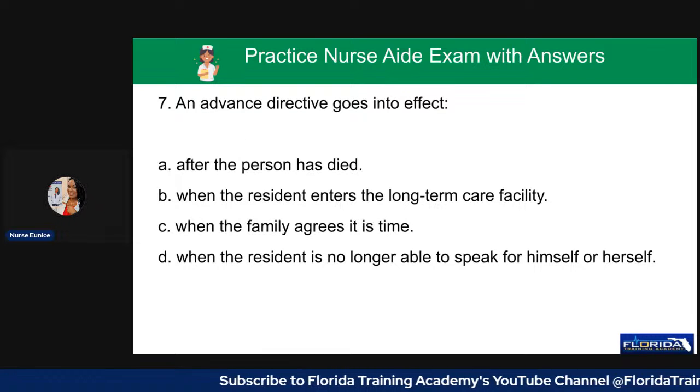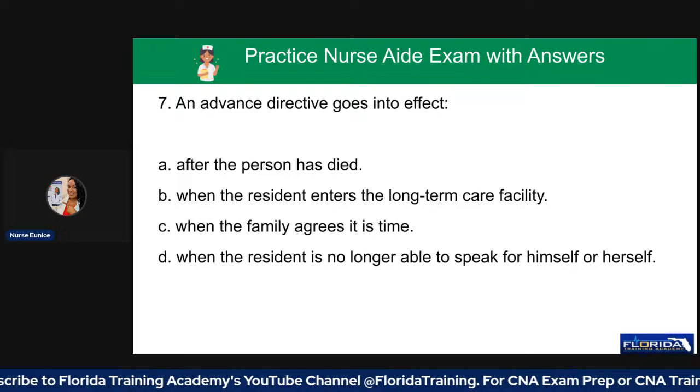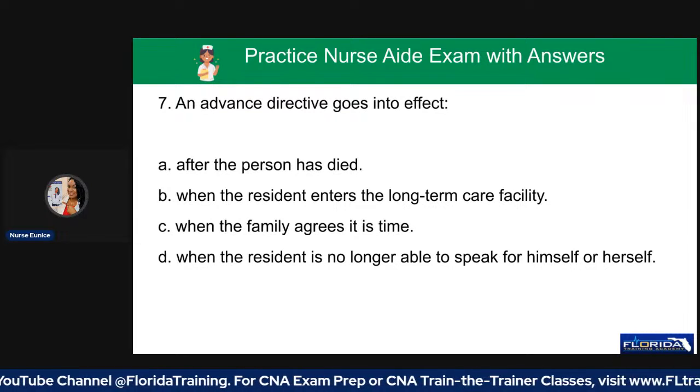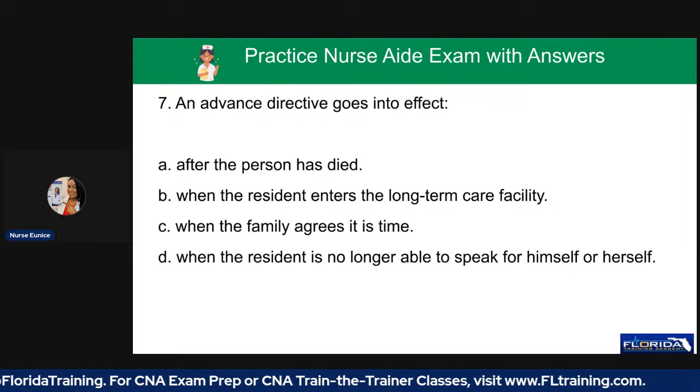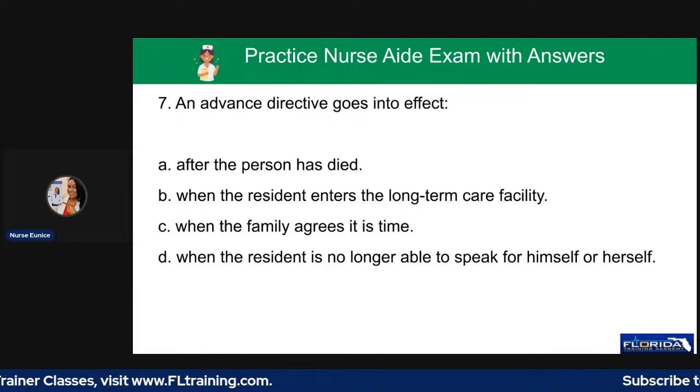Number 7, an advance directive goes into effect A, after the person has died, B, when the resident enters the long term care facility, C, when the family agrees it is time, or D, when the resident is no longer able to speak for him or herself. So, an advance directive, what is it? When does it go into effect?